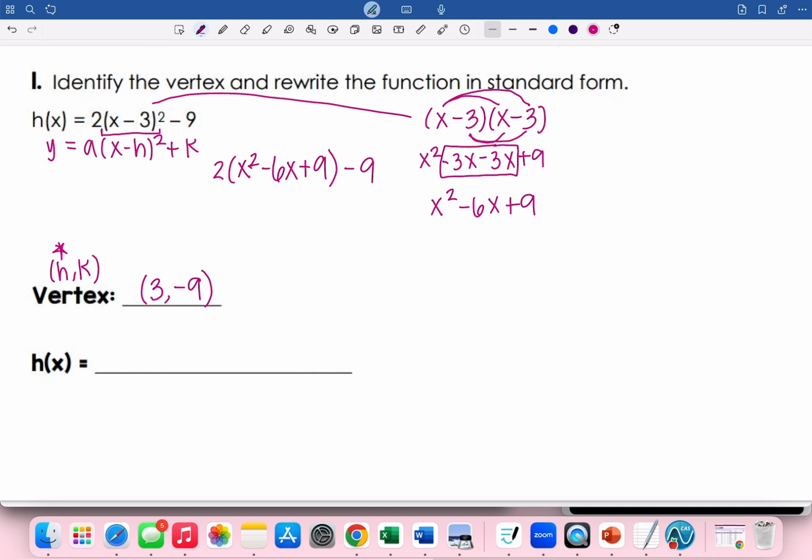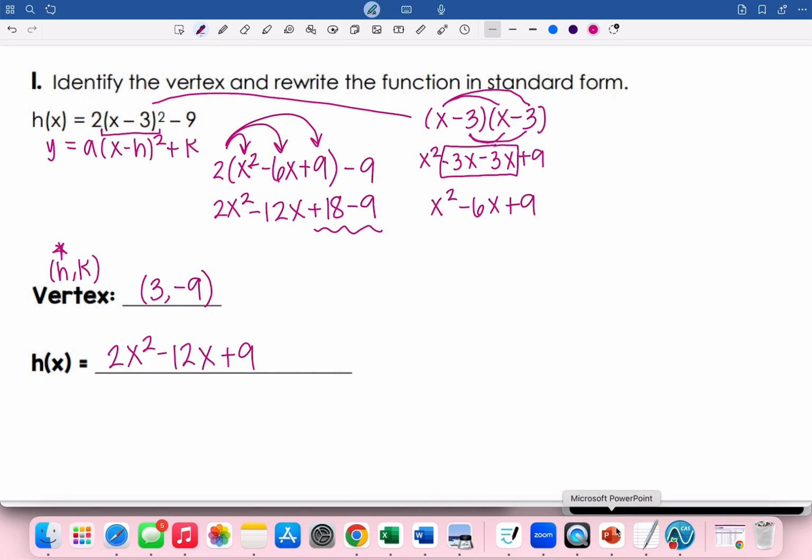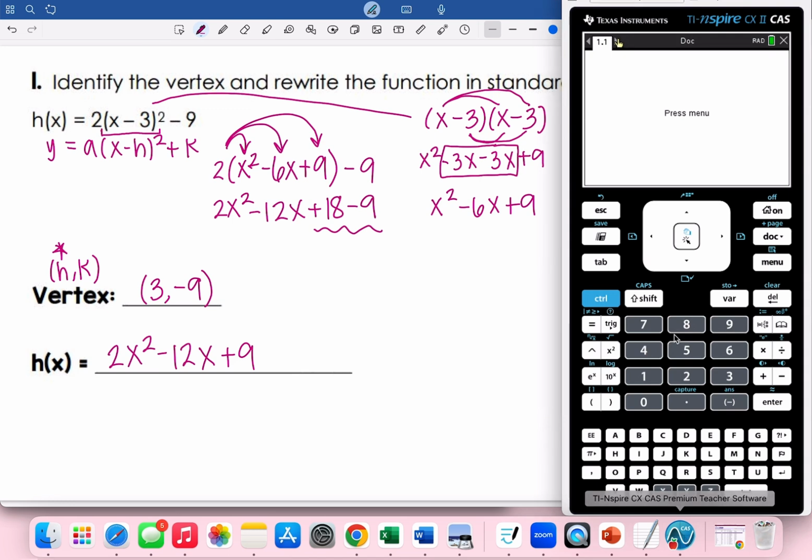So now our next step is to distribute. 2 times x squared gives us 2x squared. 2 times negative 6x is negative 12x, and 2 times 9 is 18. Drop down the minus 9. Last step, combine like terms. 18 minus 9 gives us a positive 9. So here, our final answer is 2x squared minus 12x plus 9. So guys, when you're going from vertex form to standard form, you have 3 steps: FOIL, distribute, combine.